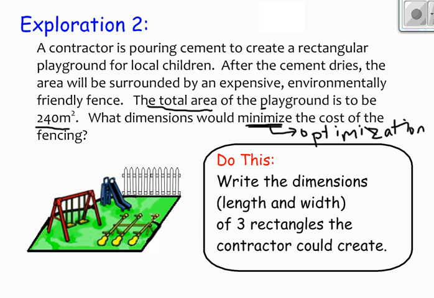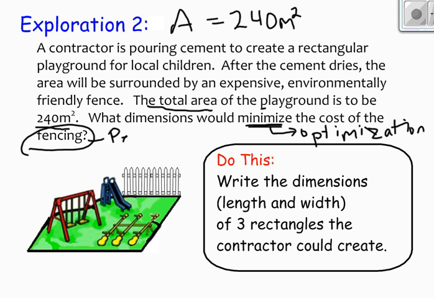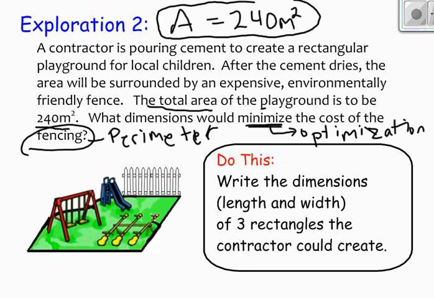Now, I know that the area has to be 240 meters squared. So that's obviously the limitations or the constraints of this question. I know the area. Now, if I'm minimizing the fencing, we know that fencing is a concept that relates to perimeter. You put fencing around an object, not in the middle of it. So we are trying to minimize perimeter given a particular area. Now again, it's a rectangle.